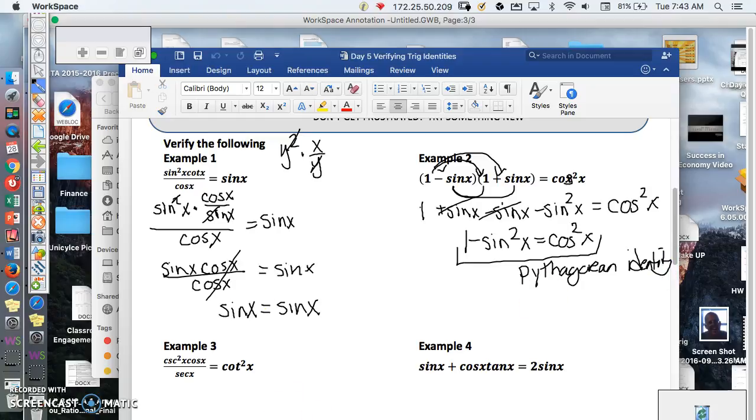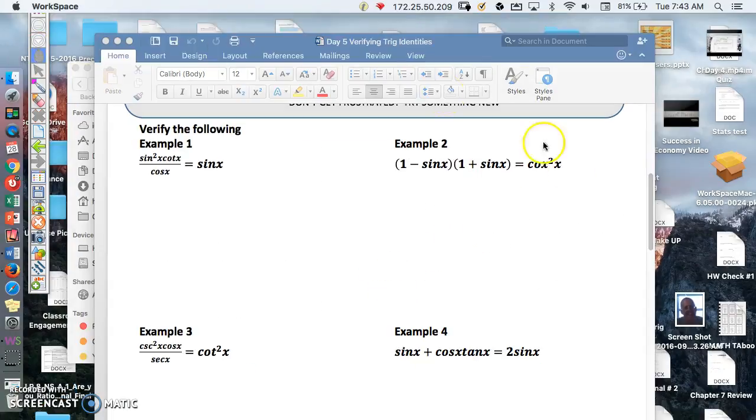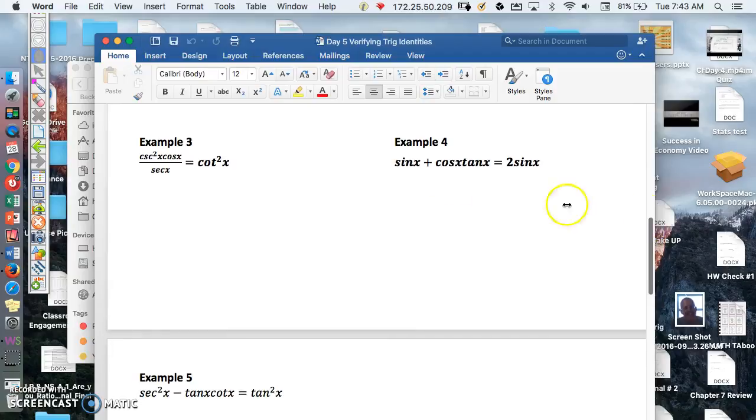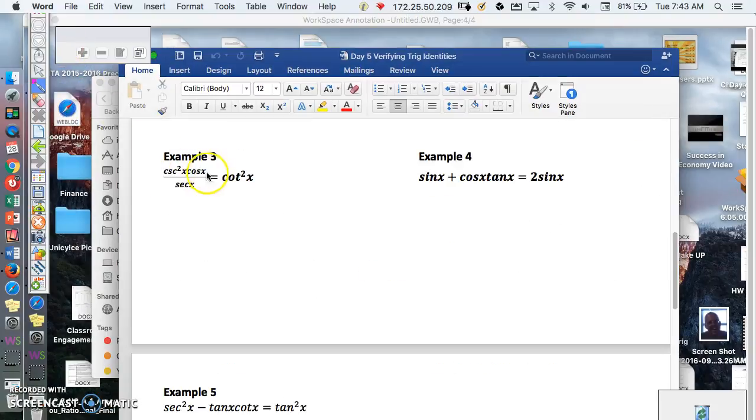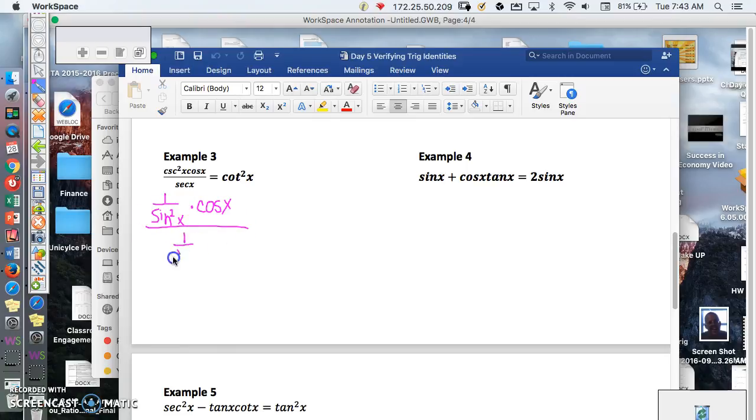Because, and we could write this off to the side, we know that sine squared of theta plus cosine squared of theta equals 1. So therefore, 1 minus the sine squared has to equal the cosine squared. This next one we're going to look at, cosecant squared. So in terms of sine and cosine, 1 over the sine squared times the cosine of x, divided by 1 over the cosine of x, cotangent squared, so we'd have cosine squared of x over sine squared of x.